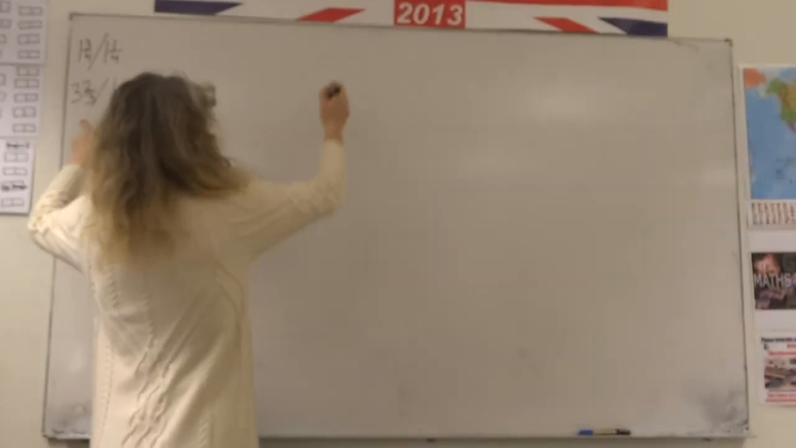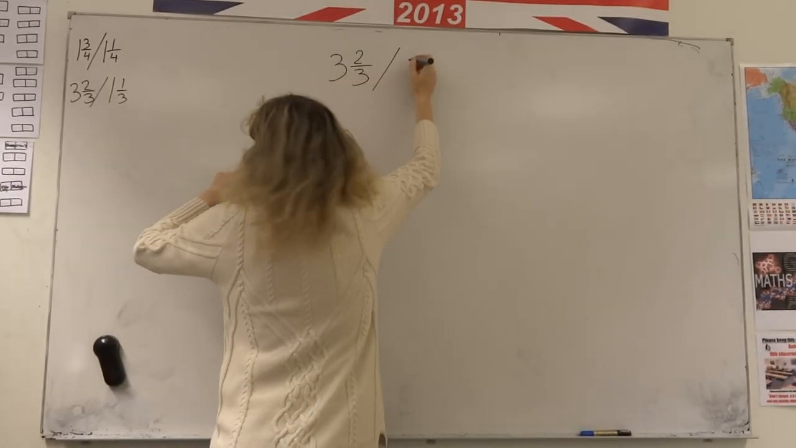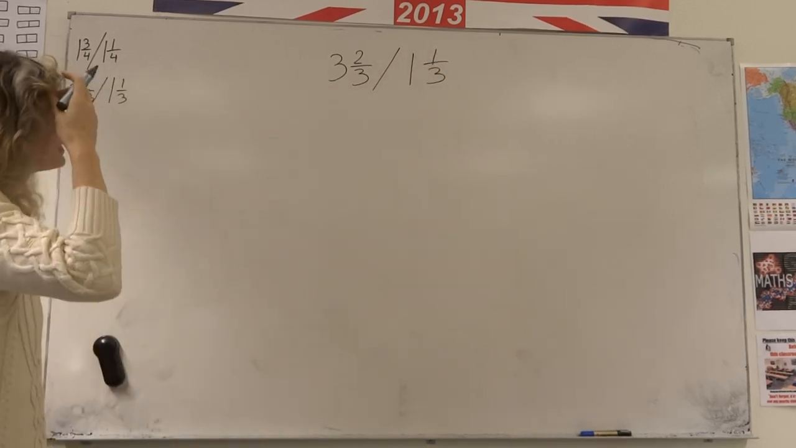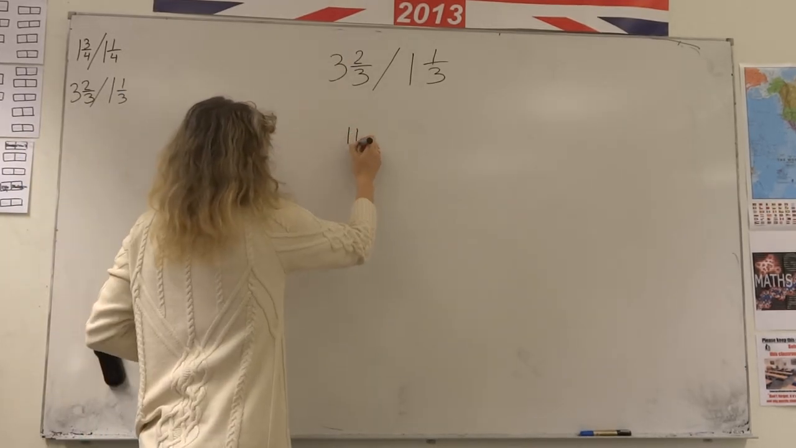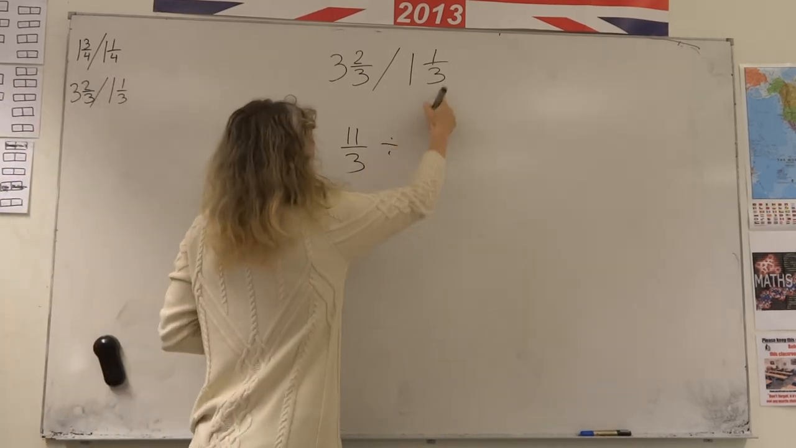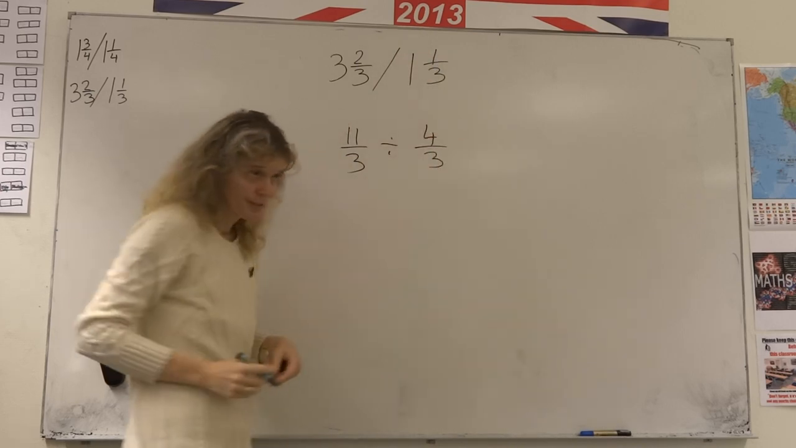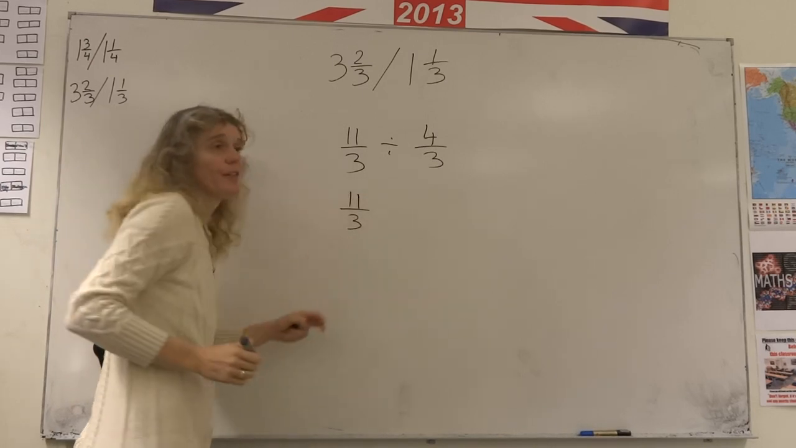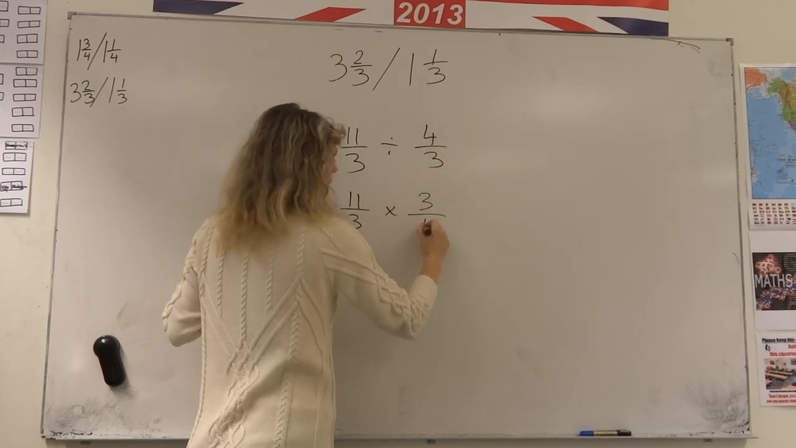Because again, you don't have to care about the denominators being the same. We have 3 2/3 divided by 1 1/3. Convert it into top-heavy fractions. 3 3s are 9, 9 plus 2, 11. 11/3 divided by 3 times 1 is 3, plus 1 is 4, 4/3. Now we can convert the division into a multiply. Switch these two around, 3/4.